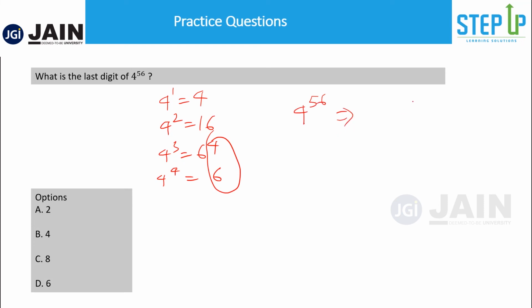This means you have to just check whether 56 is divisible by 2, and it is actually divisible by 2, meaning the second power. That means for the first power it is 4, for the second it is 6. So in this case, every even power will be 6. So here the answer is 6.